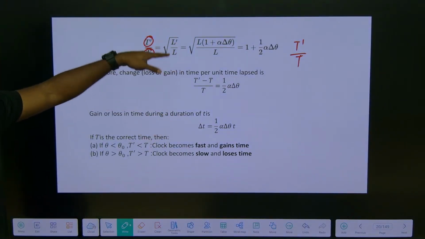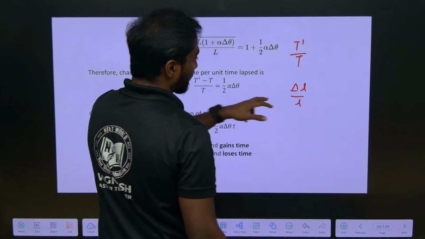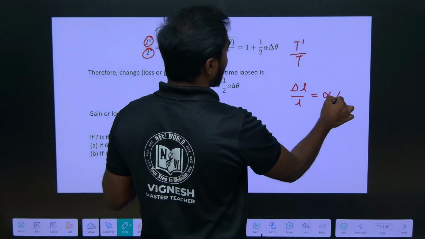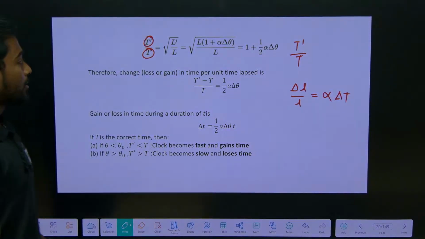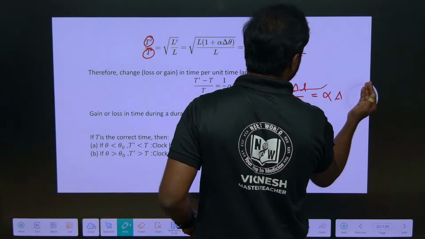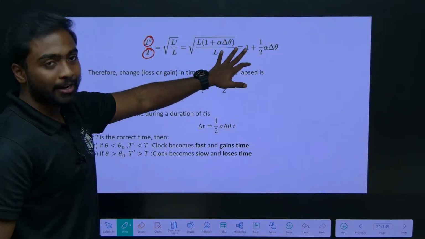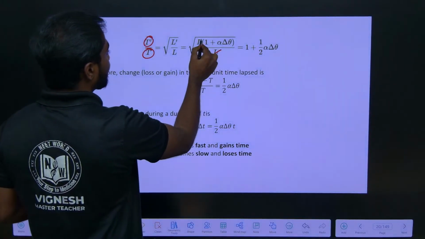Got it? So what is L dash? The change in length divided by L, delta L by L, is equal to alpha delta T. So that's the formula we are going to use here. So root over L times 1 plus alpha delta T, divided by L. Okay, so this L and this L will get cancelled.